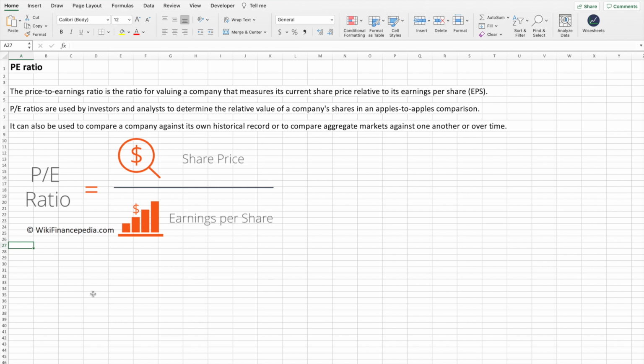And as you can see, the formula for the PE ratio is very simple. You take the share price at any particular point in time, and then you divide that number by the earnings per share that the company generated. It is important to know that there's different types of PE ratios.